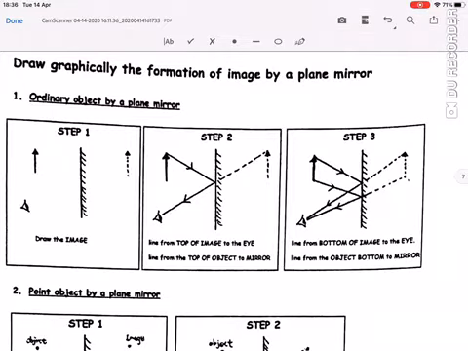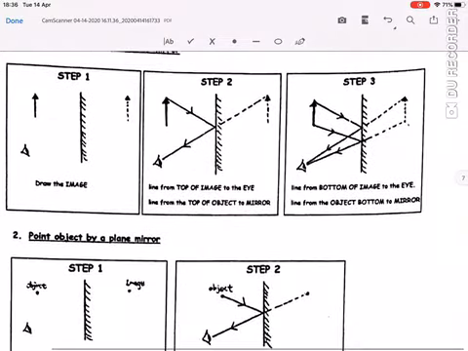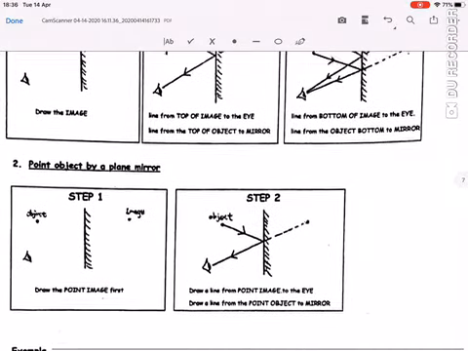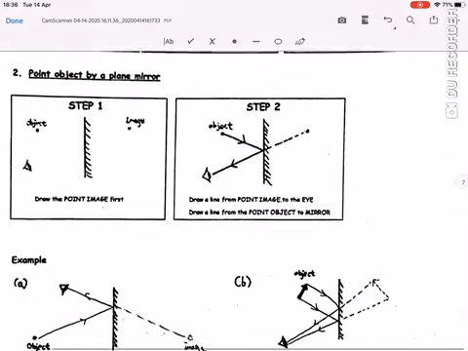After that, you will draw the bottom part as well, from the bottom of the image to the eye. You will always start from the image, going backwards, so you will be able to see where the line goes. The solid line is based on the dotted line, so you need to know where the dotted line is first.